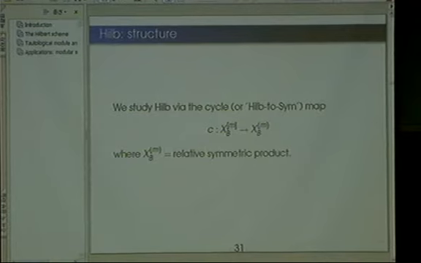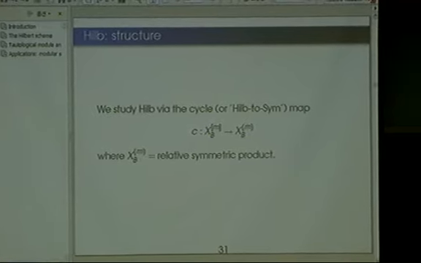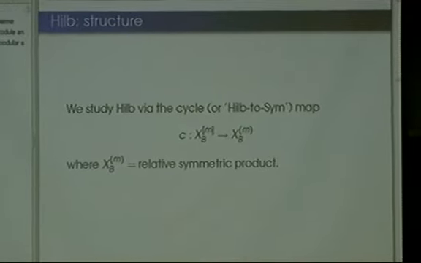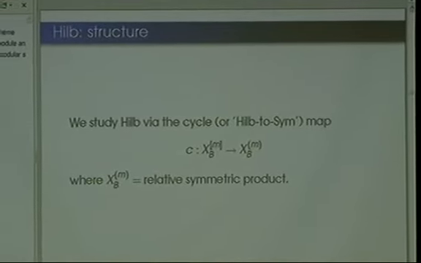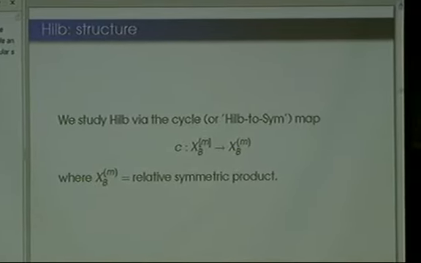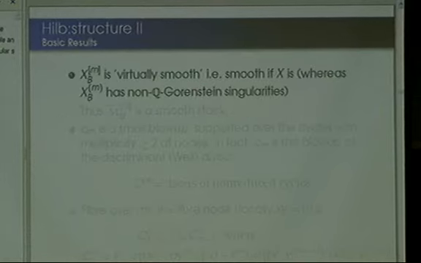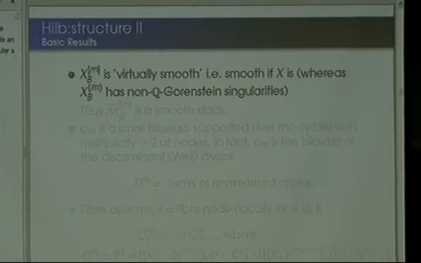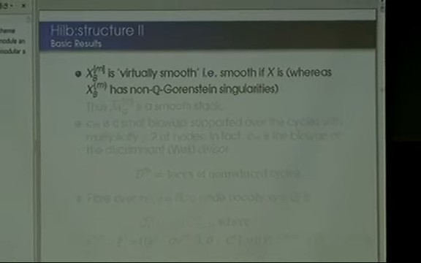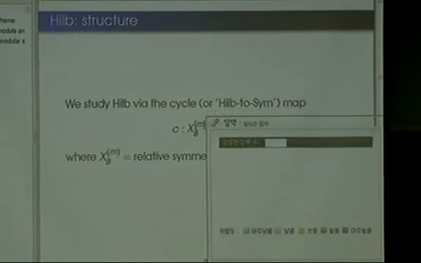Now we're going to study the Hilbert scheme, and an obvious approach to studying it is to relate it to something, in some sense, much simpler. That is the relative symmetric product of the curve, which, well, it's in some sense simpler, although it's highly singular. So, what are some basic results about the Hilbert scheme and this mapping?